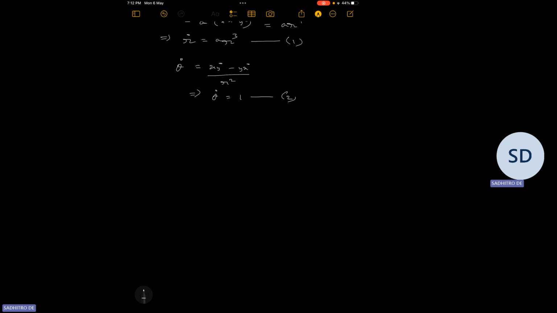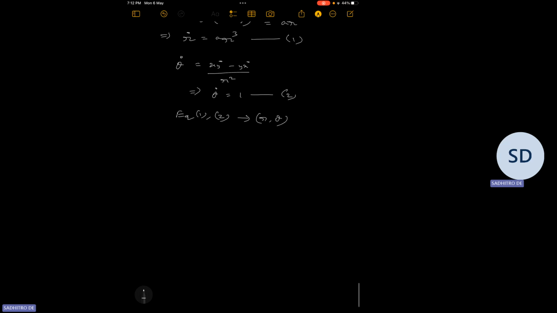So you see equations 1 and 2, they give me a dynamical system in terms of the polar coordinates r and theta, right? So the new dynamical system is basically r dot equal to a r cube and theta dot equal to 1. Now the fixed point of this dynamical system is given by r star equal to 0. So basically this implies that the origin is a fixed point.